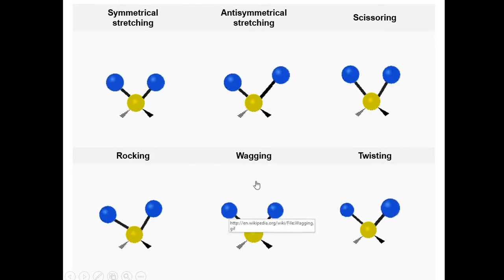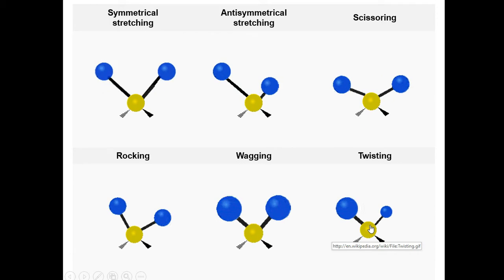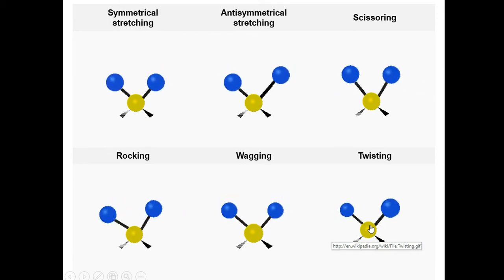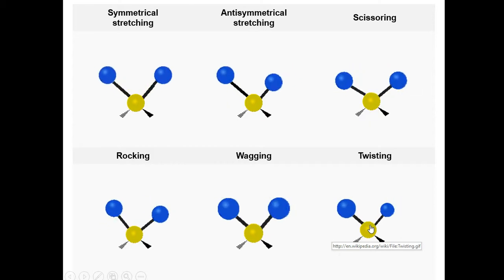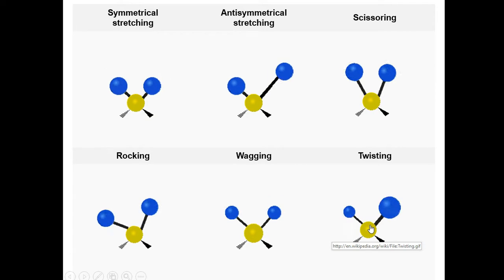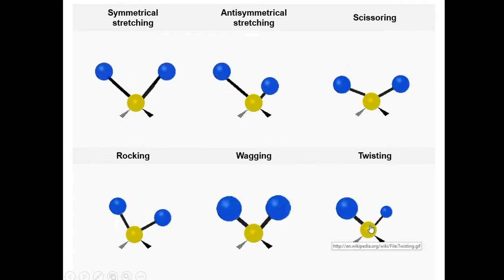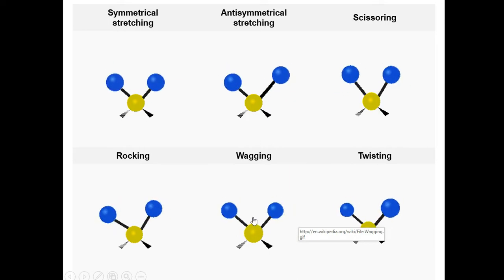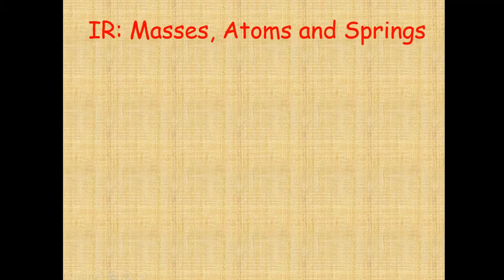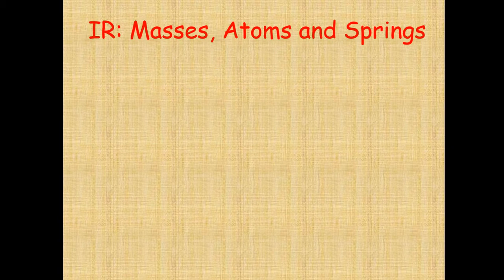So this is the wagging and this is the twisting one. In wagging, both bonds come out of the plane together. In twisting, one bond comes out of the plane while the other goes inside. So these two vibrations, wagging and twisting, are out-of-plane vibrations. We'll see them one by one.